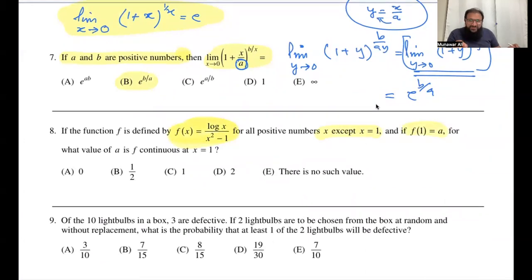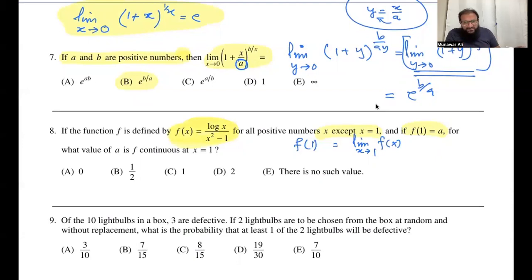But the value of the function at 1 is by default given to be a. For what value of a is f continuous at x equal to 1? There is a simple condition for continuity. We know very well that the value of the function at 1 should be the limit of the function as x goes to 1. So the value of the function and the limit of the function should be the same.